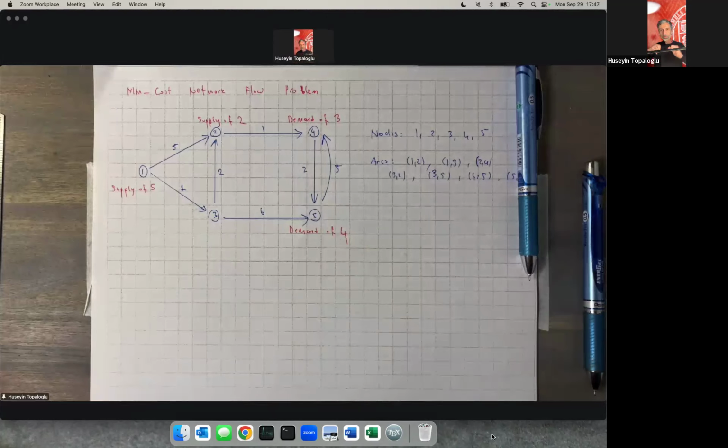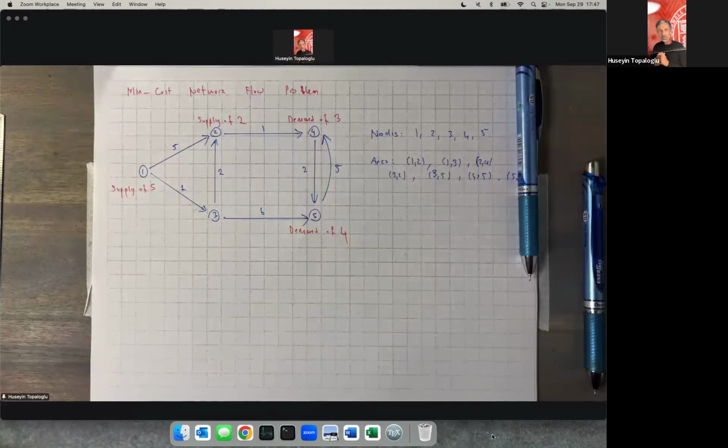We have a network, a bunch of nodes connected with a bunch of arcs. Some of the nodes in my network are designated as supply nodes. Some of the nodes in my network are designated as demand nodes. And associated with each arc, there is a unit transportation cost.